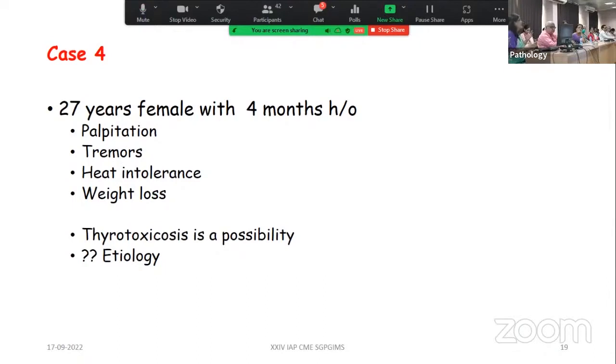So after having seen how hypothyroid hormone profiles can be confusing and what are the ways to understand it, we come to the thyrotoxic profiles. This is a lady who presented with history of palpitation, tremors, clear-cut history suggestive of thyrotoxicosis, which is a strong possibility. The important thing to diagnose in this patient is what is the etiology of this thyrotoxicosis, because the treatment differs with the kind of etiology the patient has.